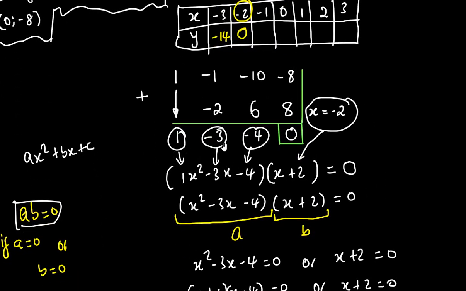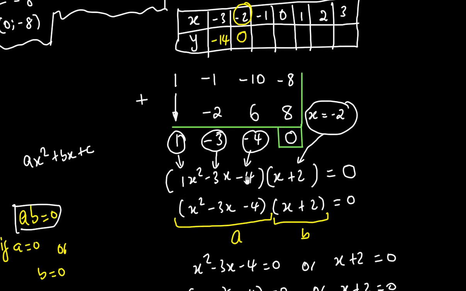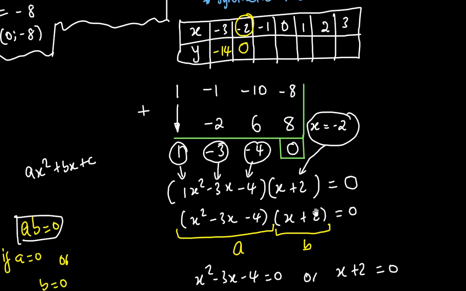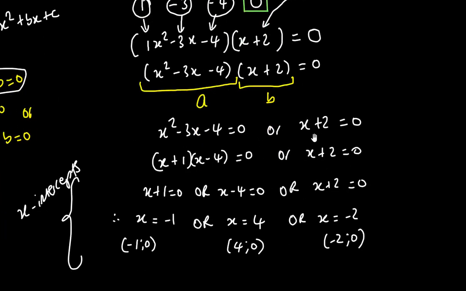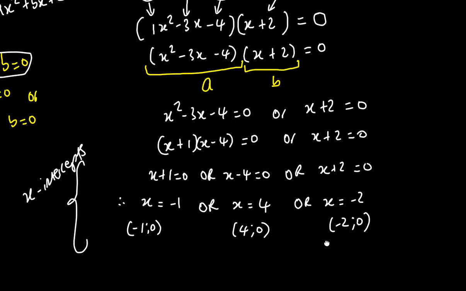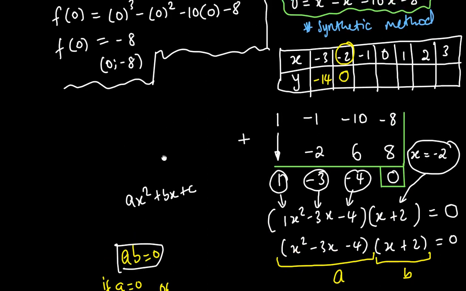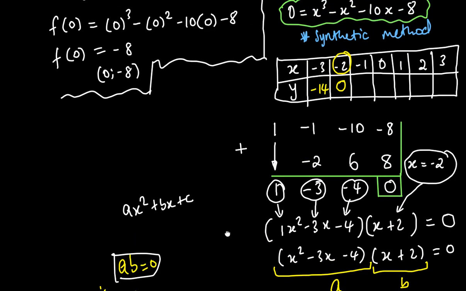Then after that, these 3 numbers, you say this is your A, this is your B, that is your C. Then you can just equate to 0. Remember, here you want to change the sign. Then you equate to 0, you get this x-intercept. What was the y-intercept? We know that the y-intercept is 0 and negative 8.